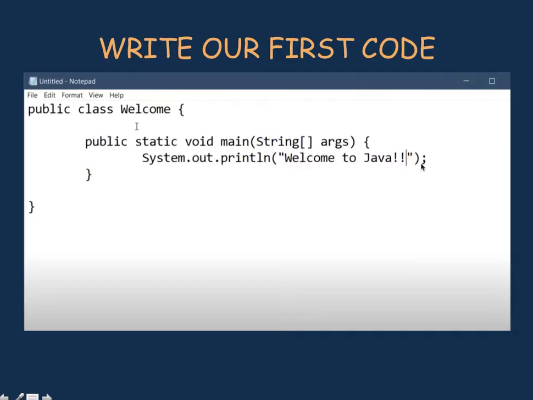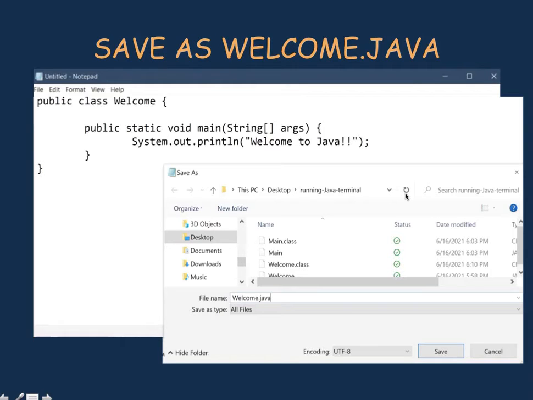Now, between the parentheses of the println method, we pass the string that we want to print. So you can print anything you want over here. Let's print "welcome to Java". As you see, this is a simple text and you write it inside Notepad. You should save the file as a Java file, because we want the computer to know this text is Java code. And you want to be able to compile this code to be able to run it and see the output.